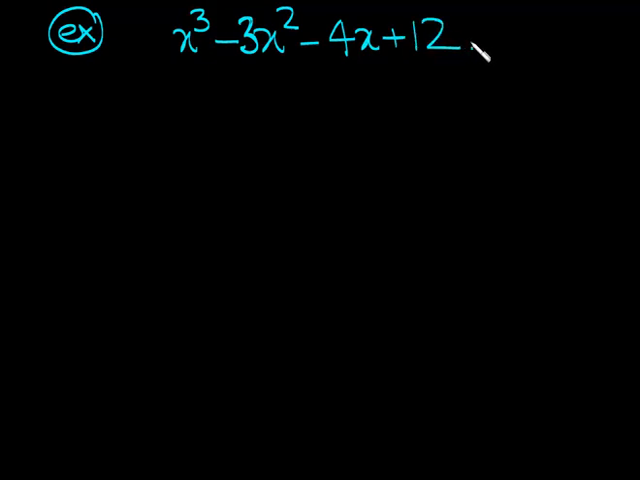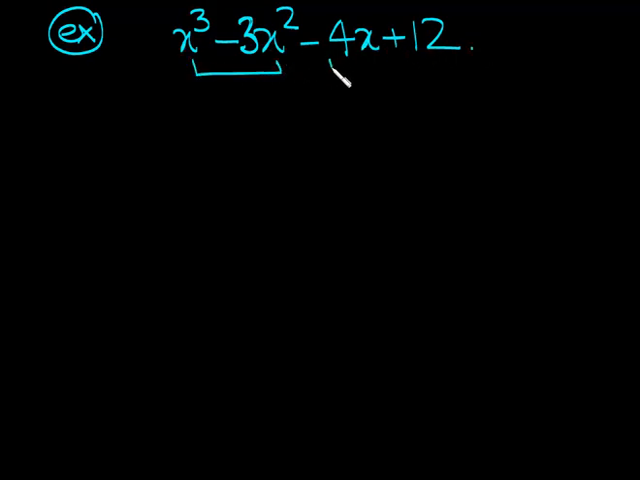Alright, so let's take a look at this one. Let's say if you have 2x cubed, x cubed minus x squared. Let's do 3x squared minus 4x plus 12. Okay. Again, you can convince yourself there's nothing in common in all 3 terms, so there's no greatest common factor. Then you want to look at the number of terms. I have 4 terms, so I need to group.